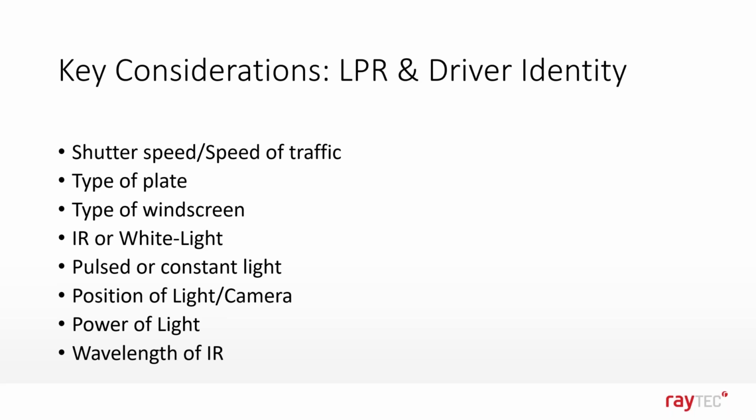And then you've got the position of the light and the camera. You don't want the angle too tight. So 30-40 degrees, you never really want to go above that, because the camera will struggle with the angle, but also the light, even though it's retroreflective, if you hit it from too tight an angle, it's not going to bounce back towards the camera, so it's going to be a little bit more challenging. The power of the light you need to consider, certainly when seeing through windscreens, and the wavelength of the infrared. So we'll talk a bit more about that.